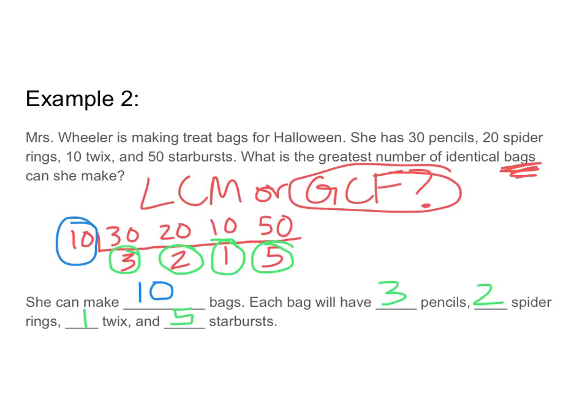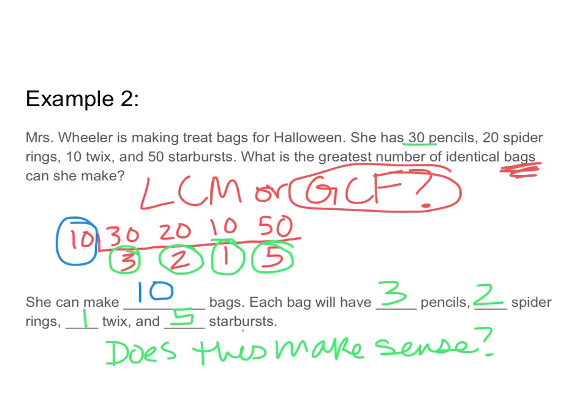Whenever you're working on a problem like this, or any problem really, you should always pause before you move on and ask yourself, does this make sense? Does my answer seem reasonable? Can I kind of work it back and make sure that it's right? So if we have 10 bags and each bag has 3 pencils, that would be 30 pencils total. That matches with what we have. If we have 10 bags and each bag has 2 spiders, that would be 20 spider rings. It looks like this is making sense. I feel confident to move on.